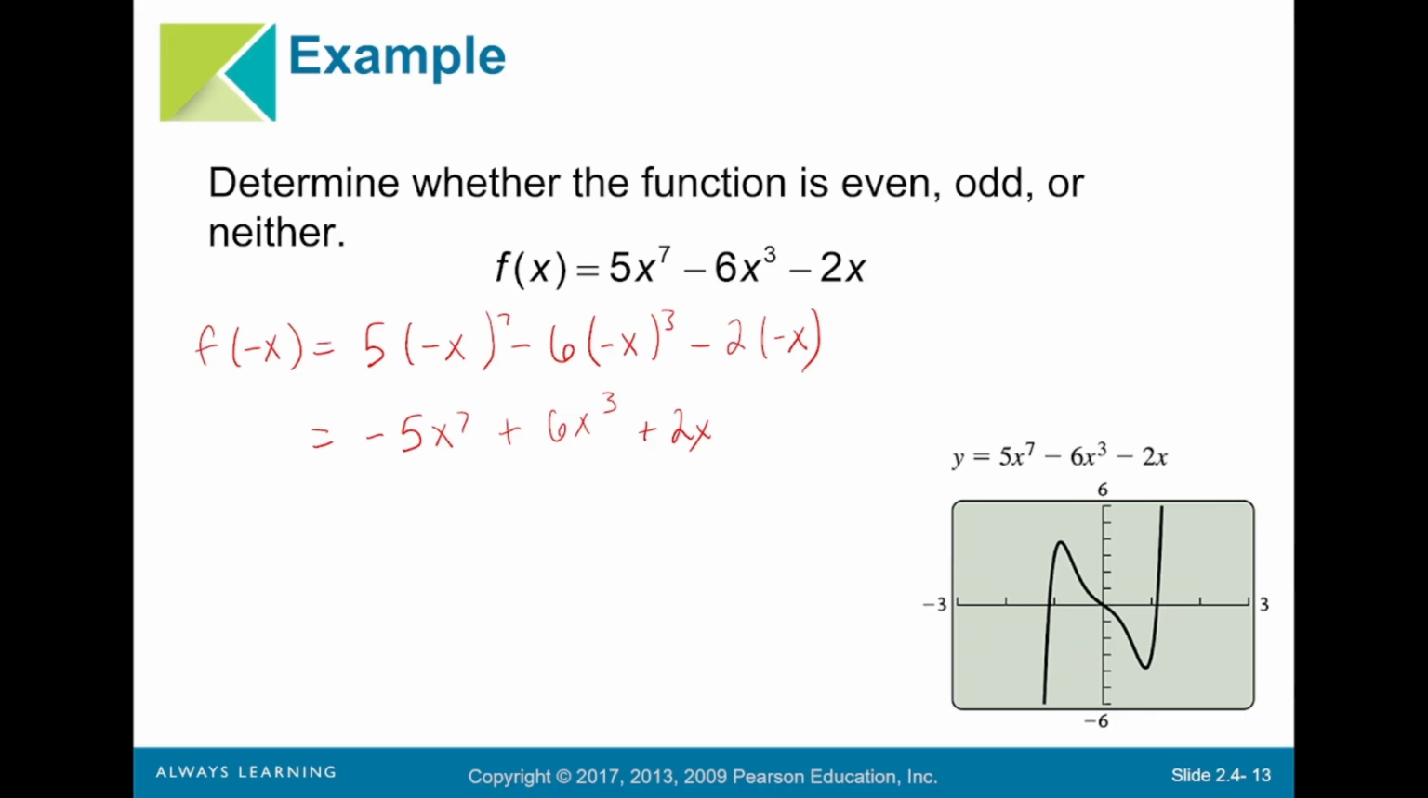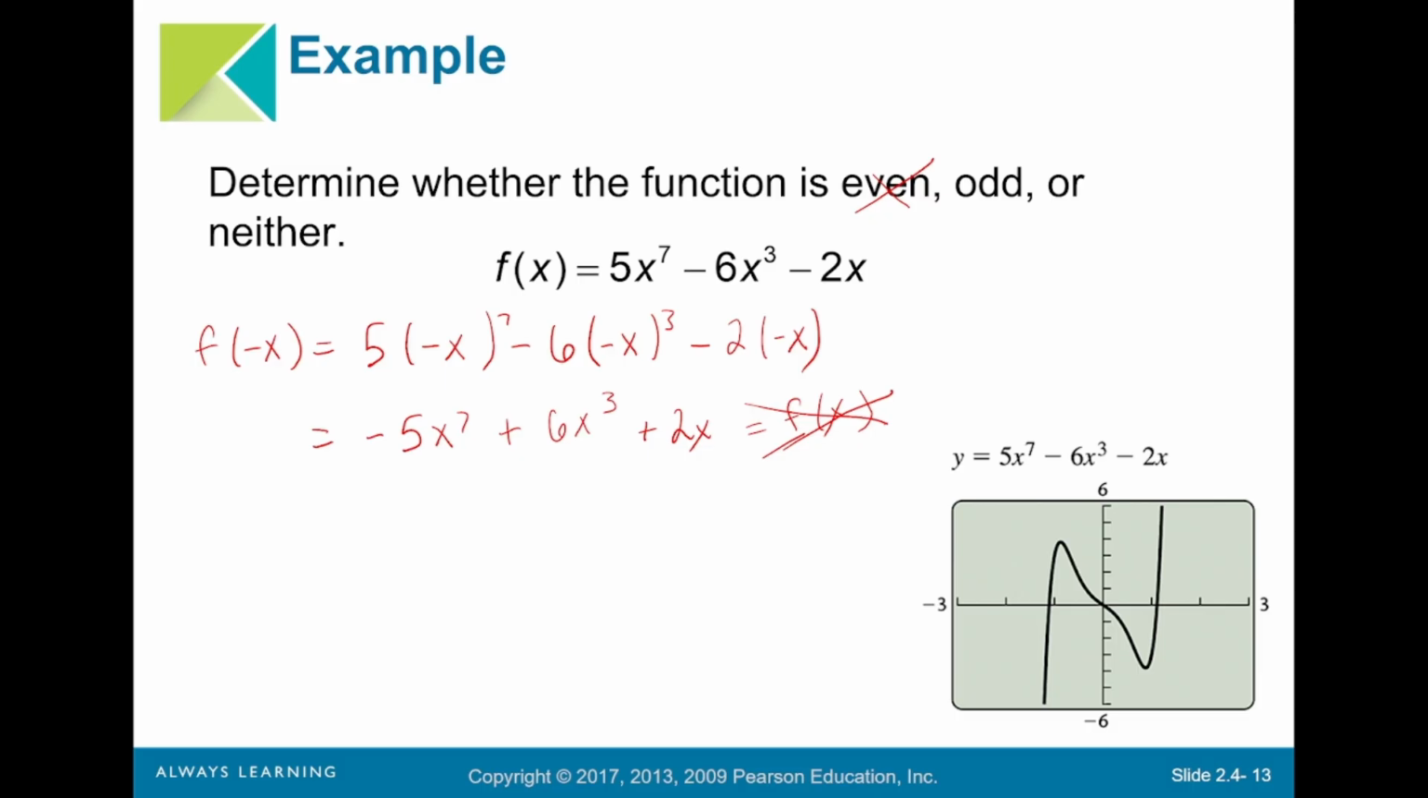So now we need to think, does this equal our original function? And no, that's not true, right? I have a negative 5x to the 7 versus a positive 5x to the 7 just to start. Those are clearly not the same function. So it is not even.